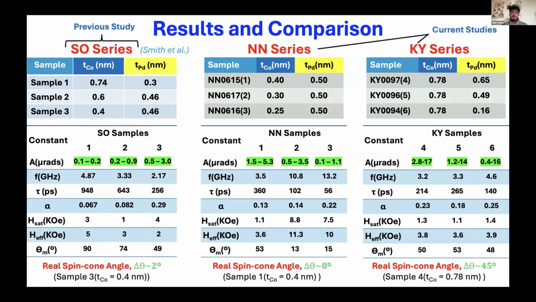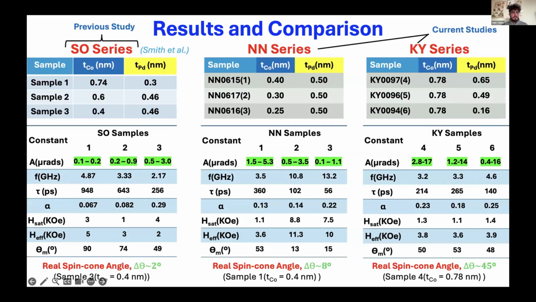So back to the results and comparison here. There's a lot going on in this slide, so I'll be brief about it. Using the TR-MOKE signal, we have calculated amplitude, frequency, precession lifetime, Gilbert damping coefficient, saturation field, effective field, and equilibrium angle. Once we have these factors, we can also calculate the real spin cone angle.